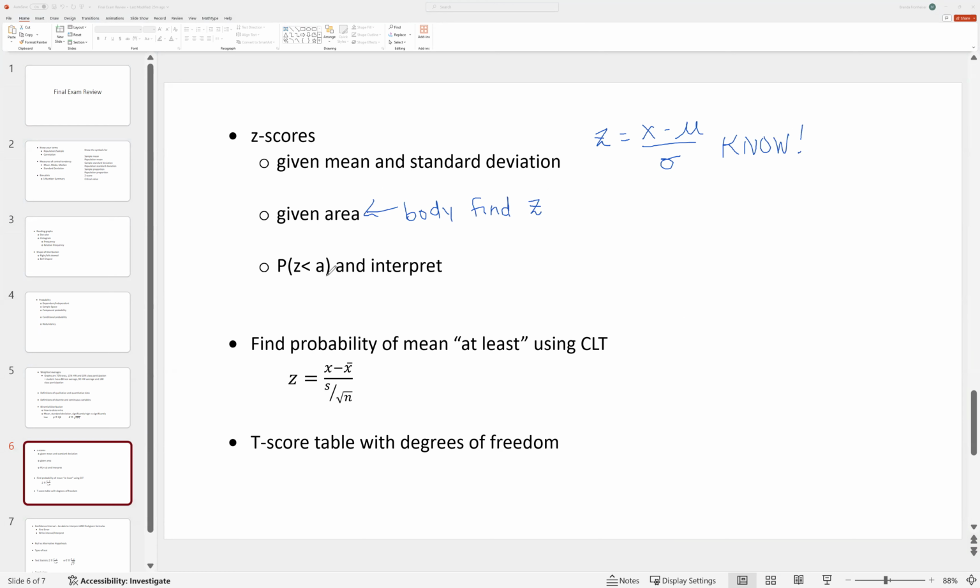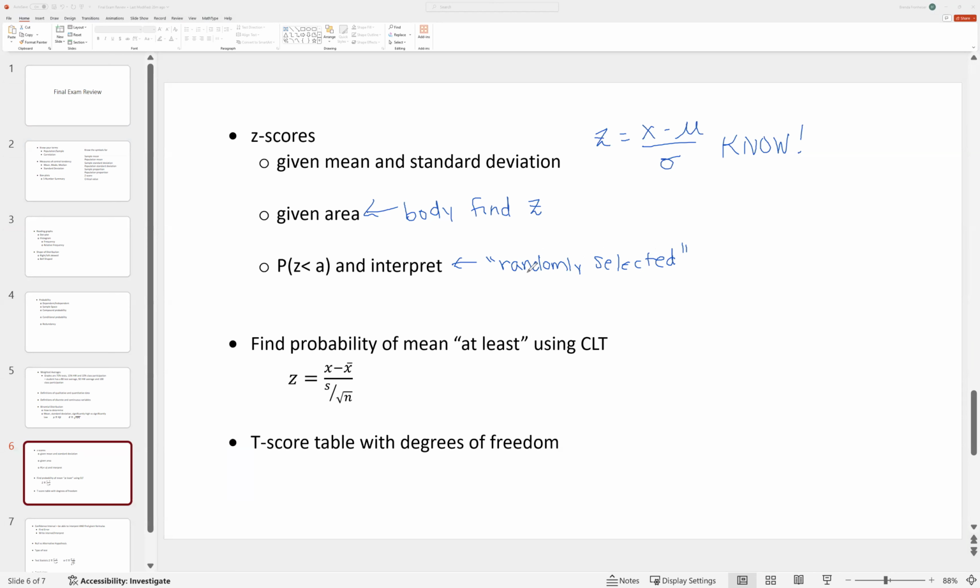And then be able to find the probability of less than, greater than, between, and interpret. Remember, the interpretation here has to include that word randomly selected. Okay, the probability that a randomly selected student from Math 208 gets an A on the final exam is 85%. Okay, something like that.